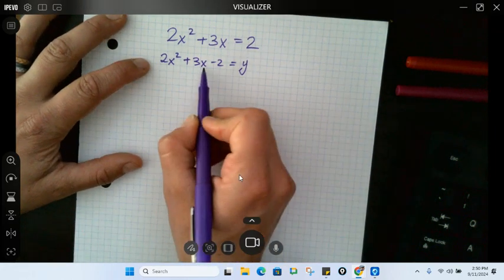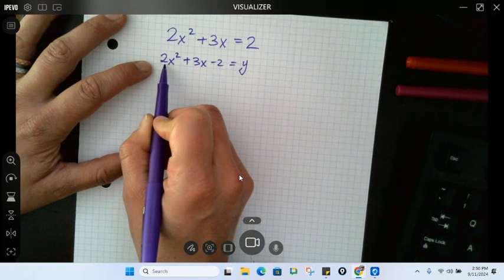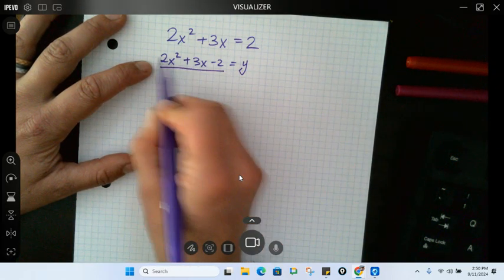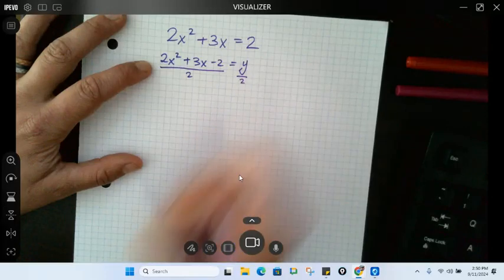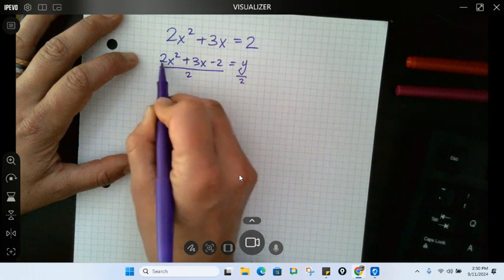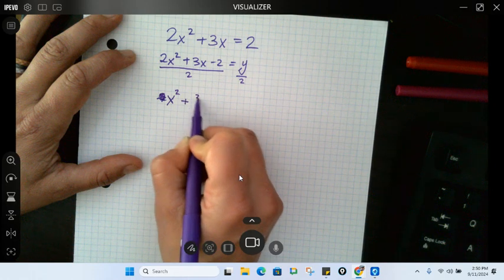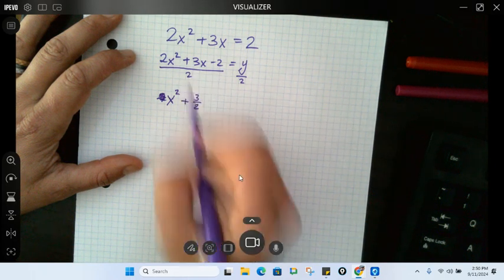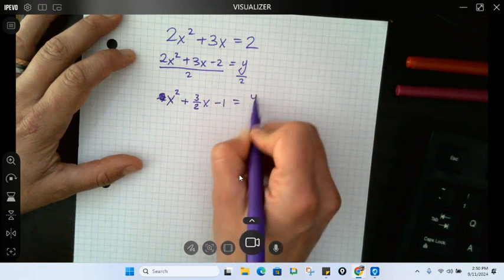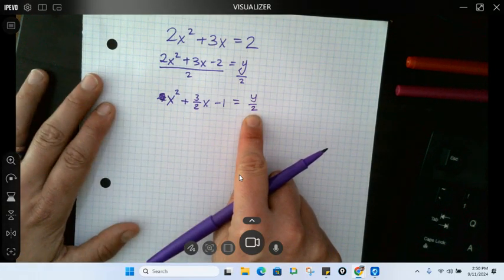Okay, so now to complete the square, you always have to have that leading coefficient of 1. So I'm going to divide everything by 2. What I do to one side, I do to the other side. So 2 divided by 2 is 1, so they are gone, so I just have an x squared plus 3 halves x. It's that 3 being divided by 2. Negative 2 divided by 2 is a minus 1. And this side is going to look messy, but I don't care. I'm just going to start leaving it as messy.